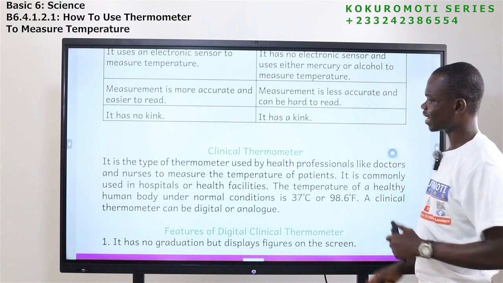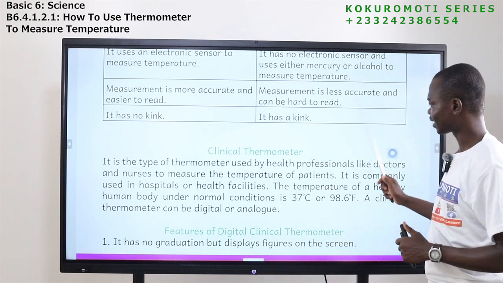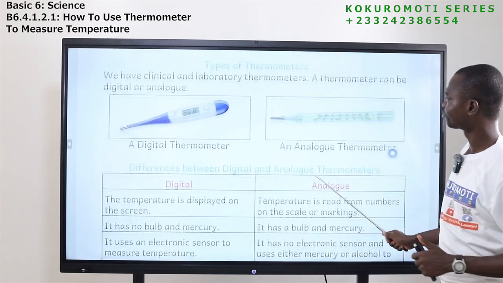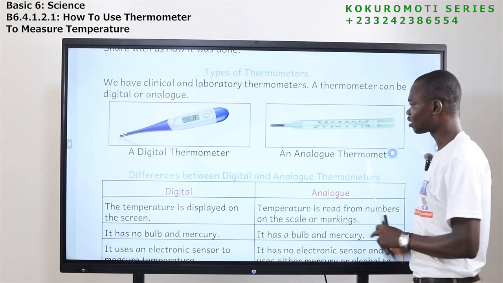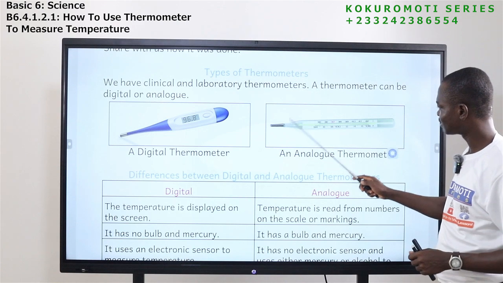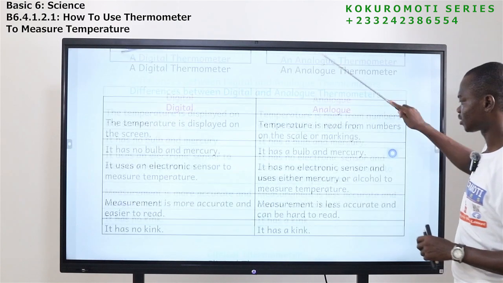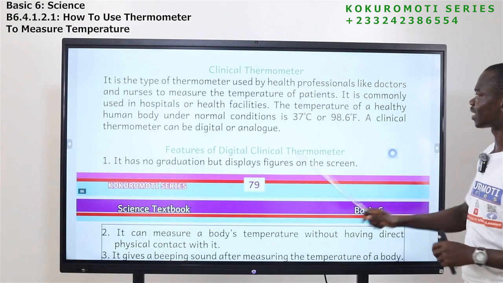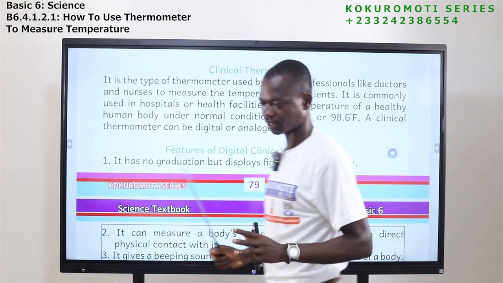Now let's come to this side. It has no kink. This also has a kink. So the digital thermometer has no kink, but the analog thermometer has a kink. So the kink is here. The kink is here. We will look at all the parts, don't worry. Now let's look at the clinical thermometer. So now we are going to look at the clinical thermometer alone.